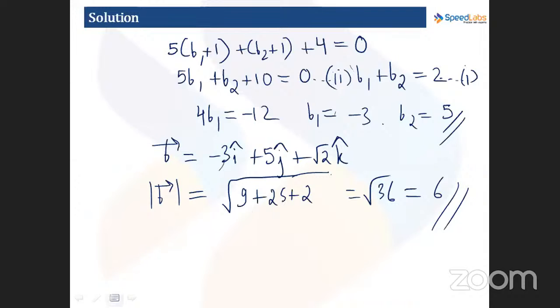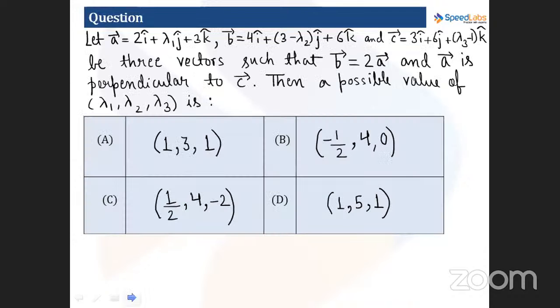Okay, so let's move on to the next question. This is the question. Let A vector equal to 2 i cap plus lambda 1 j cap plus 3 k cap. B vector is given as 4 i cap plus (3 minus lambda 2) j cap plus 6 k cap. And C vector is given as 3 i cap plus 6 j cap plus (lambda 3 minus 1) k cap. These are three vectors such that B vector equals 2A vector and A vector is perpendicular to C vector. Then a possible value of lambda 1, lambda 2, lambda 3 is.